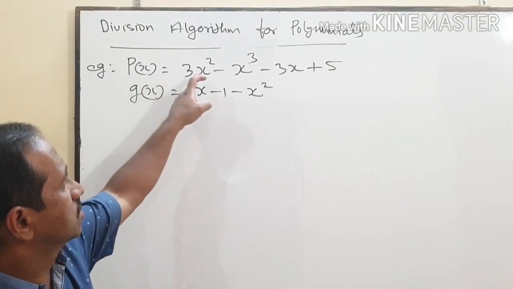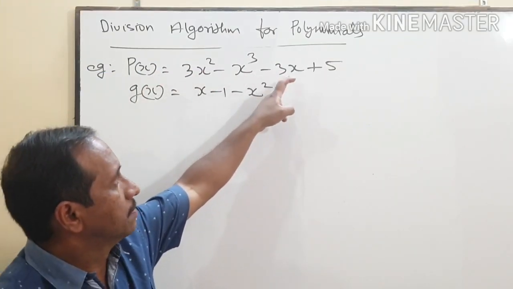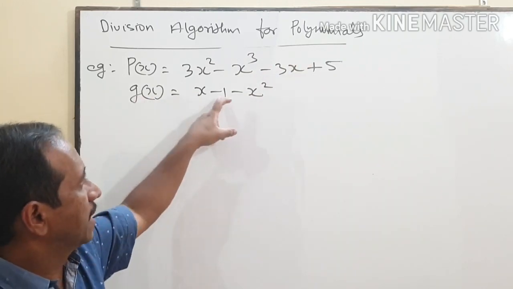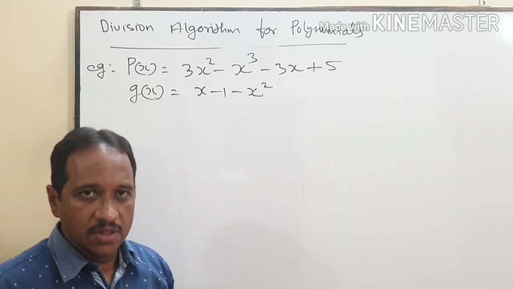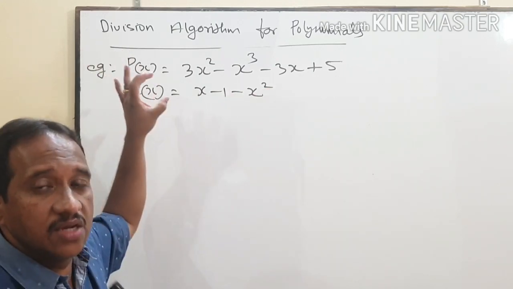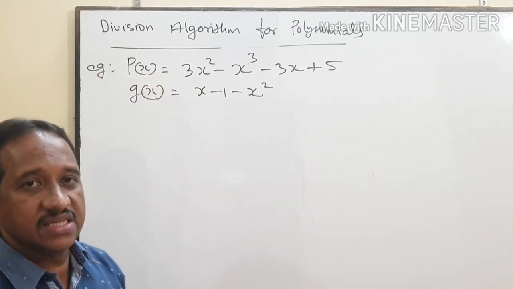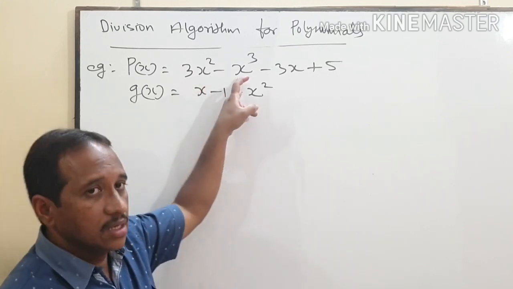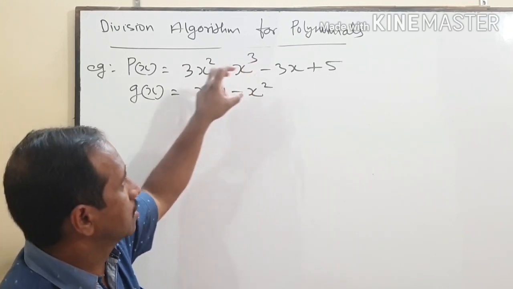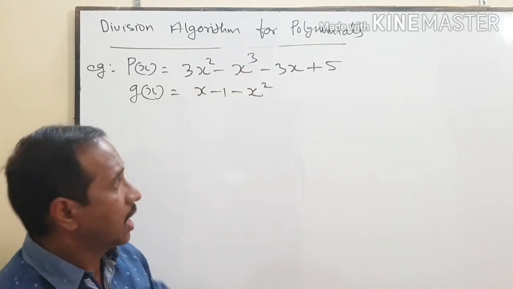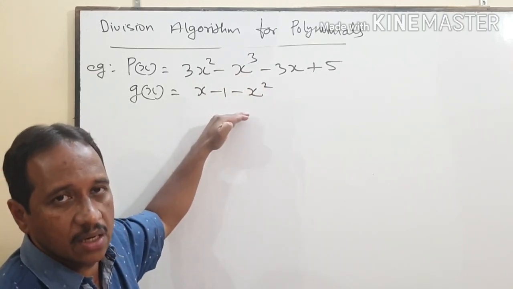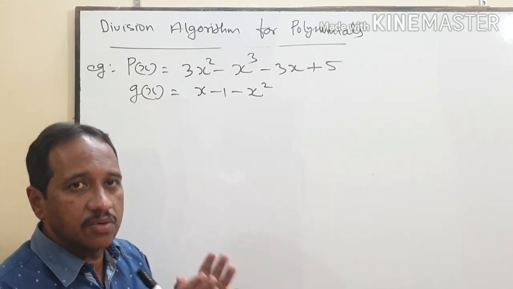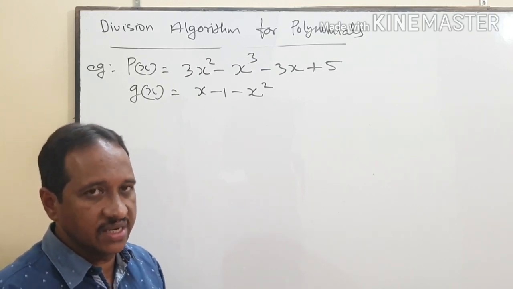Let p of x is equal to 3x square minus x cube minus 3x plus 5 and g of x is equal to x minus 1 minus x square. So here p of x is the dividend polynomial and g of x is the divisor polynomial. You can clearly observe this polynomial, the powers of x are not written in the descending order, and here also the powers of x are not in the descending order. Doesn't matter, but when you divide, you have to write the powers of x in the descending order.